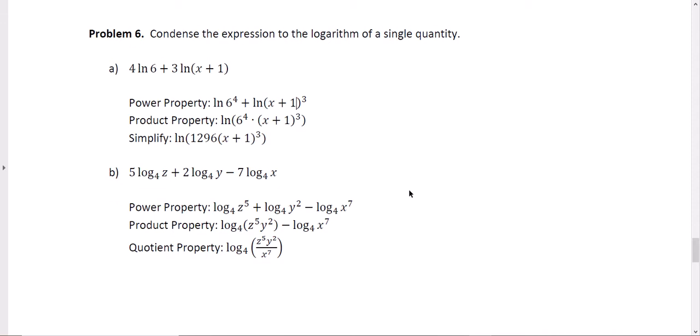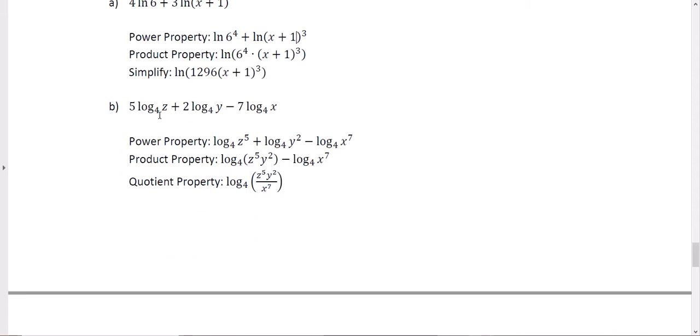All right, let's look at example B. 5 log base 4 of z plus 2 log base 4 of y minus 7 log base 4 of x. Our first step is going to be the power property. So we'll take these coefficients and turn them back into exponents. We'll have log base 4 of z to the 5th plus log base 4 of y squared minus log base 4 of x to the 7th.